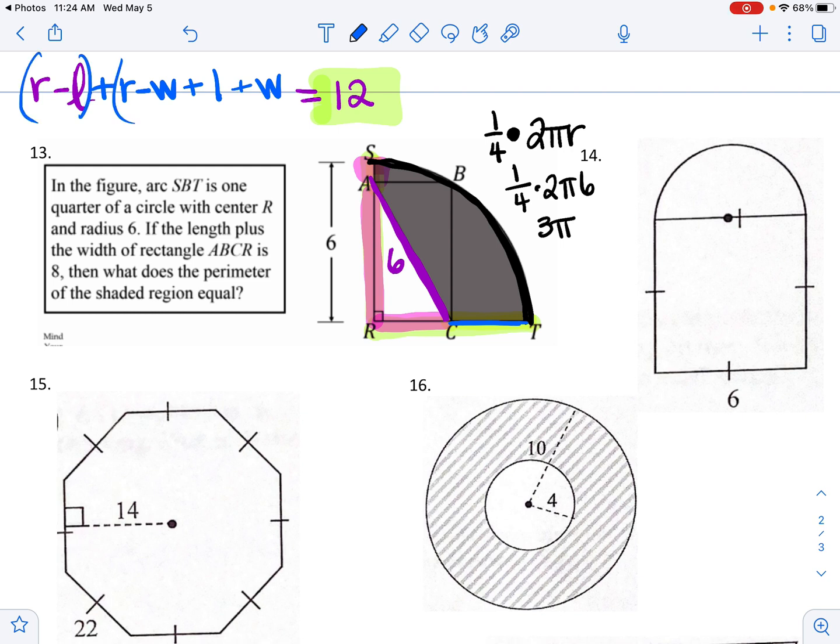But you can see that the length and the width are going to cancel each other out. Since the length and the width are equal to 8, we're going to subtract one radius, or add one radius to it. It's just going to be 14 total. 6 plus our length and width.